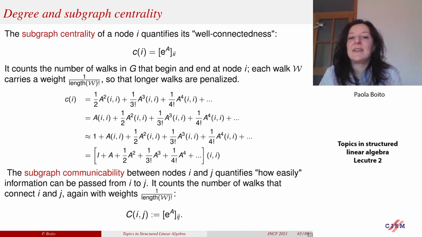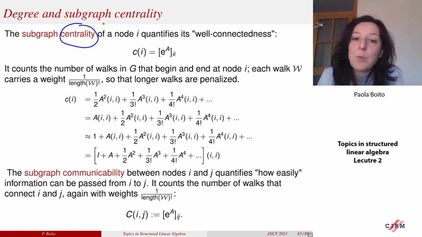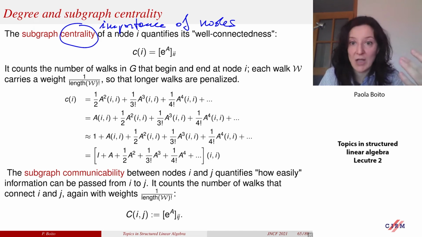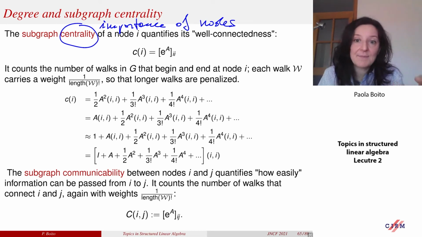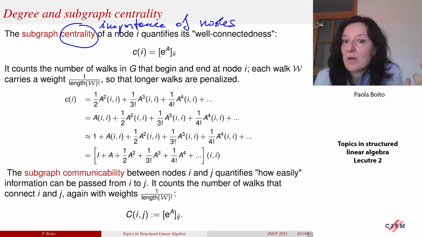But one possible approach, which is known as subgraph centrality and communicability measures, relies on counting walks. So for instance, let's take the centrality problem. Centrality means importance of nodes. I want to compute a score for each node that tells us how important that node is. That's called a centrality measure. One way of doing this is saying, well, I look at my nodes and I look at the walks that start and end at that node. And my point of view is that if that node is important, then there will be many such walks that start and end at that node. And clearly, short walks weigh more, are more important than long walks.